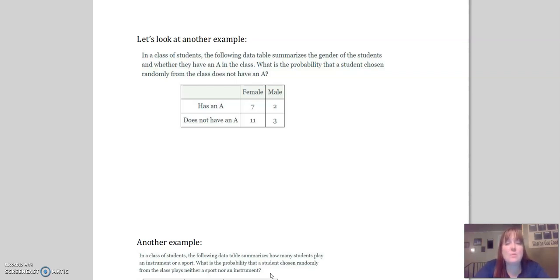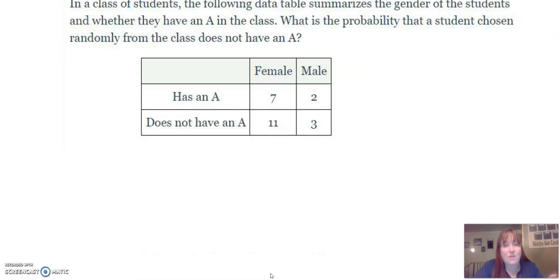So, what's the probability that a student chosen randomly from the class does not have an A? This one is not automatically filled out for us like the other ones were, so we just have to fill out the totals. How many people have an A? We have 7 females who have an A and 2 males who have an A. So there are 9 people total who have an A, and there are 14 people who do not have an A.